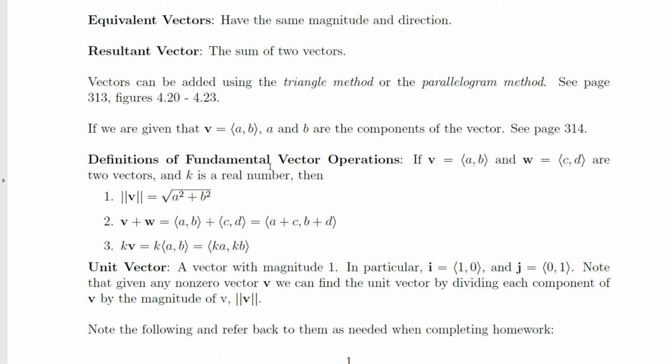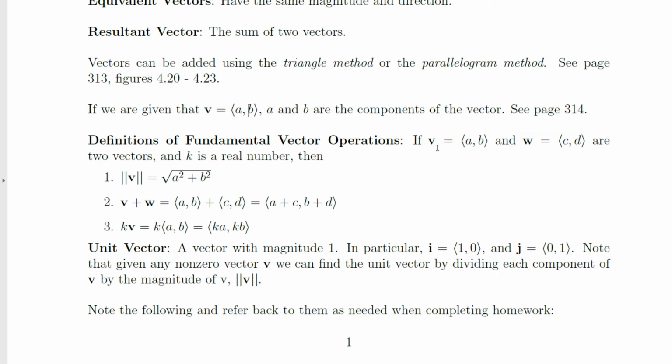Here's some fundamental vector operations. So if you've got v equal to the components a and b, and w is going to equal the components c and d. K is a real number, so they're probably going to use this as a scalar down below, which is what they do. Then the magnitude of v is going to just be the square root of those two components.